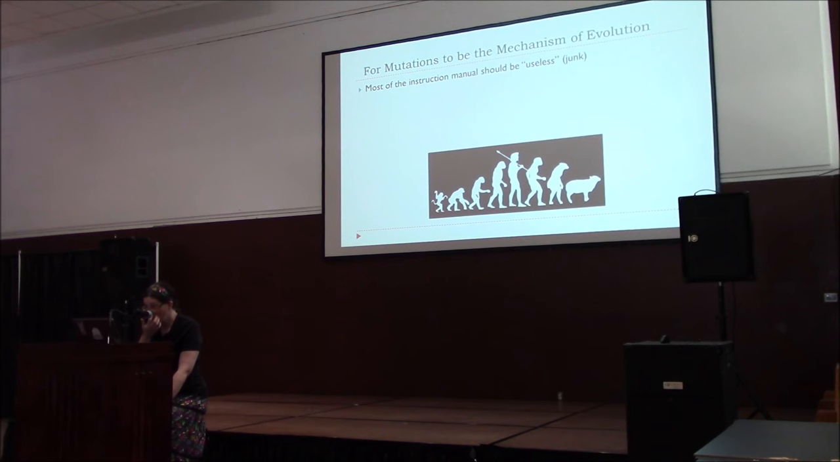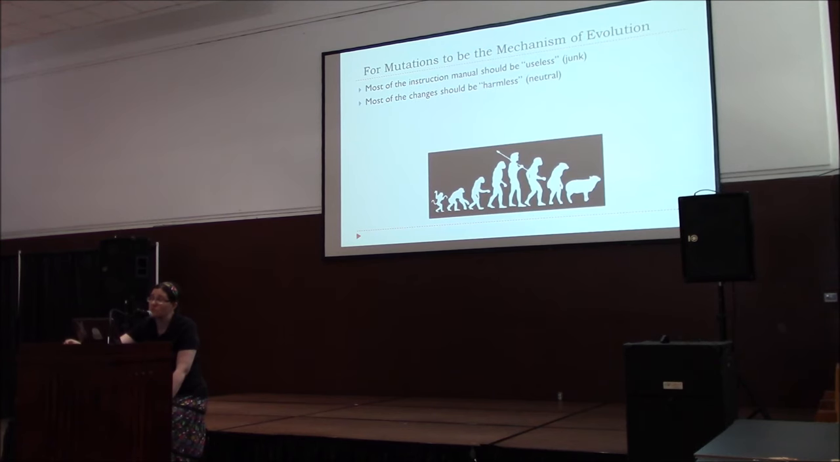Because mutations cause a change in the instruction manual and that change is random, it would be very helpful if most of the instruction manual didn't really matter. Because if I make a bunch of random changes in information that matters, very quickly I'm going to degrade necessary information in the genome. But if most of it is useless, this is where we get the term junk DNA, then it really shouldn't matter if I have a high mutation rate.